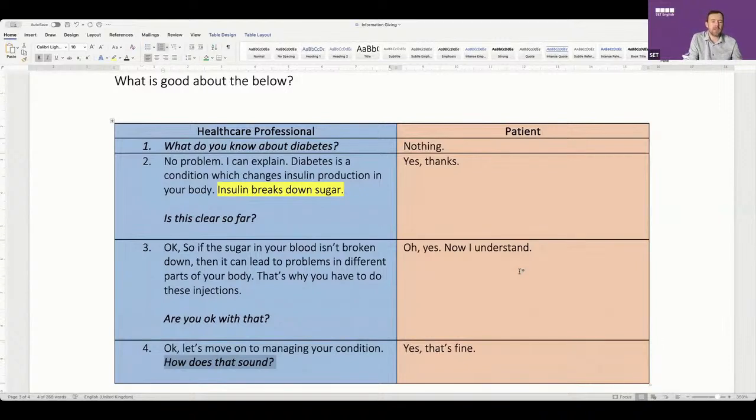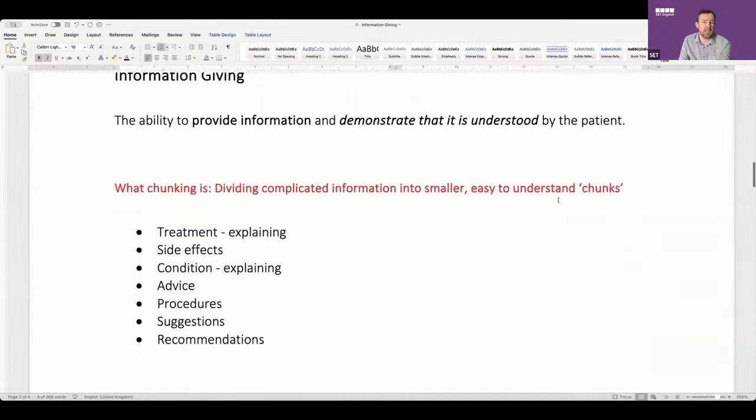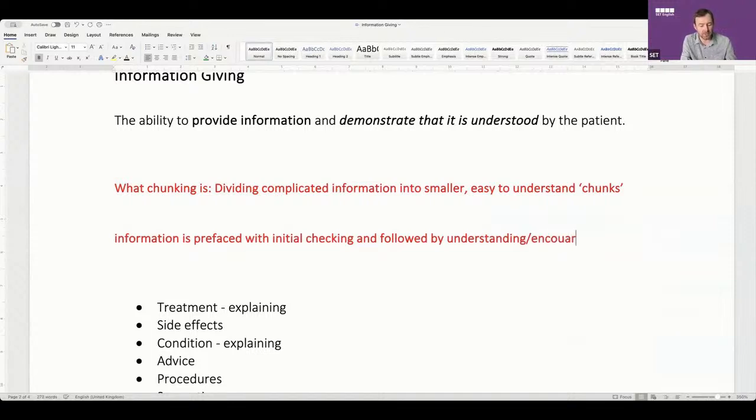So a misconception that people have about information giving is that it's just one way. It's just me explaining. It's not. I'm checking. All right. I use the chunking. Chunking is when we break down into easy to understand chunks, but the information is prefaced with initial checking. Okay, so that means it comes first, and followed by understanding or encouraging reactions.